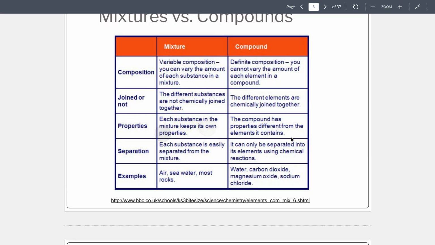Properties. Mixture keeps its own properties, okay? And then compound, different from the elements it contains. That one's a little longer, even when you shorten it. Separation, mixtures are easily separated. Separation for compound, chemical reactions only. Examples of a mixture are air, seawater, most rocks. Examples of compound: water, carbon dioxide, magnesium oxide, sodium chloride. And you could shorten water, H2O, CO2, things like that, okay?